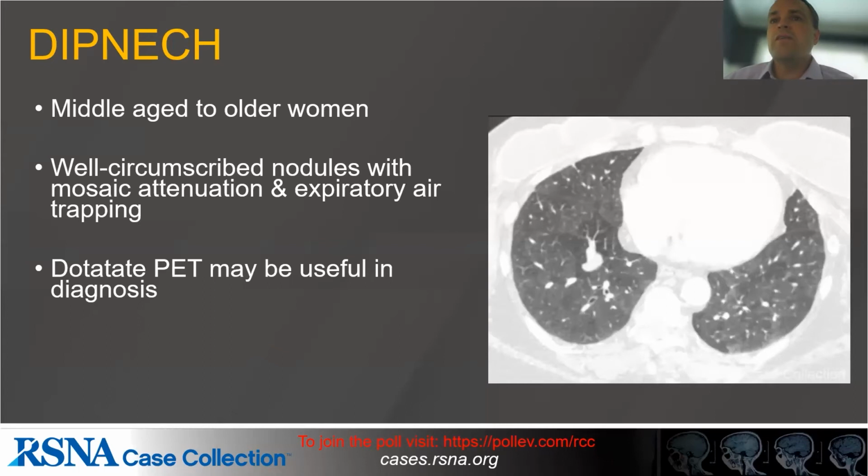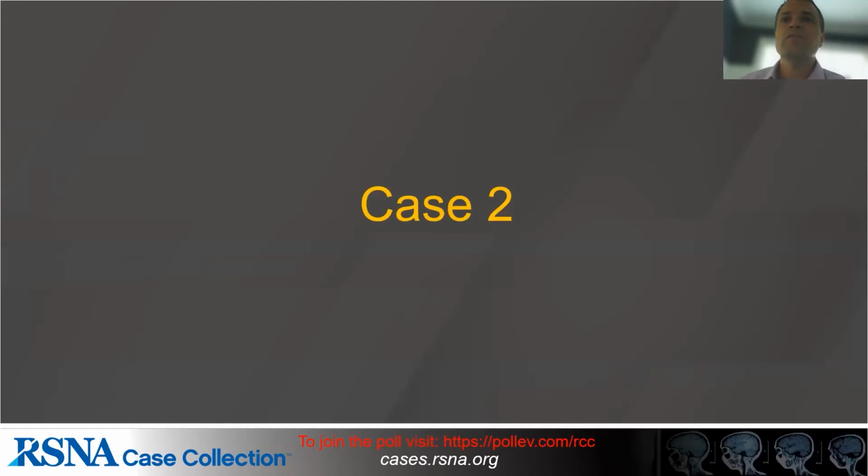So in this example here, you can see this large, well-circumscribed nodule in the right lower lobe. Notice how it's closely associated with the airway and has branching morphology typical of a carcinoid tumor. There is also pretty extensive mosaic attenuation affecting both lungs, a very common manifestation of DIPNECH. And the expiratory image I showed demonstrated pretty extensive air trapping, so accentuation of that mosaic attenuation pattern, typical of DIPNECH. Let's go to case 2.